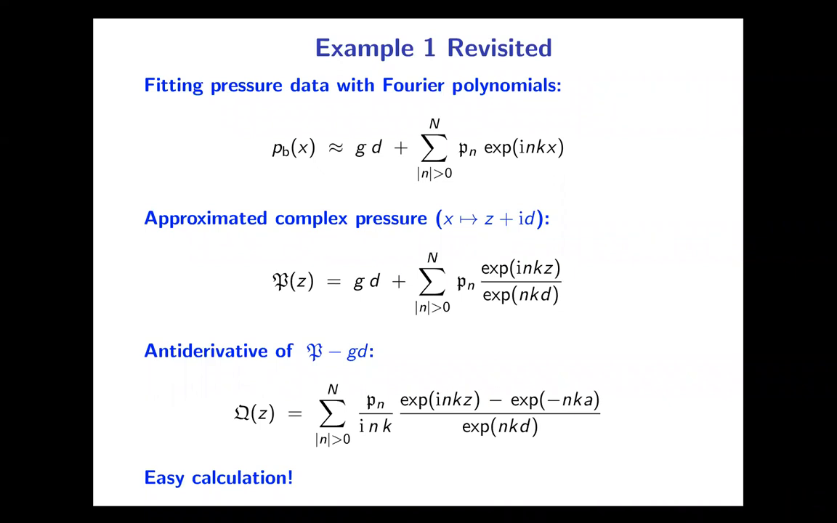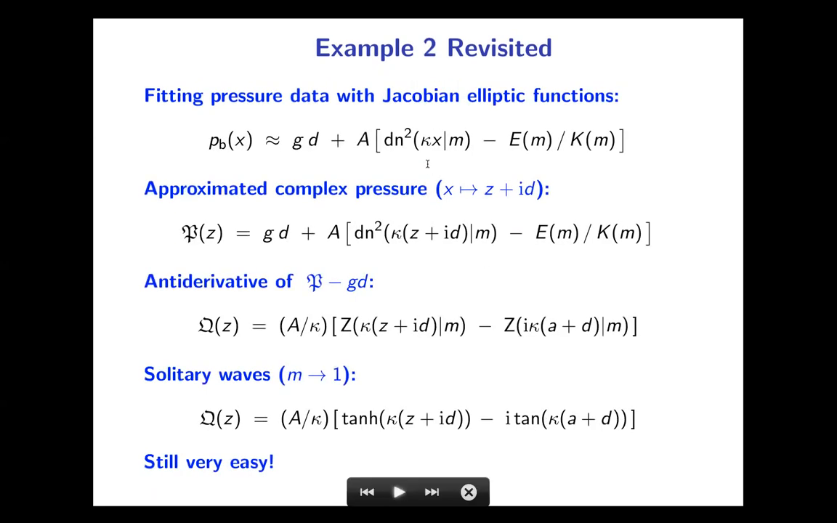Okay, thank you. For the Q, it's just the antiderivative of P. So it's like that. And if you don't want Fourier series, you have another approximation like the cnoidal wave approximation. From PB, you have PZ, and you can compute the antiderivative, and you have an analytical formula here, where capital Z is Jacobi's zeta function. And for the solitary wave, you have a simple analytical expression for the QZ.